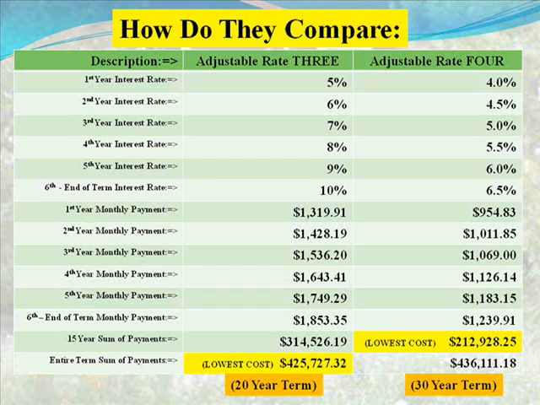So the lowest cost between these two loans at the 15th year, or at the end of the 15th year, is the adjustable rate 4 example. But in the comparison of the entire lifetime of each of these loans, where adjustable rate 3 is a 20-year loan, adjustable rate 4 is a 30-year loan, the lowest cost example is adjustable rate 3.